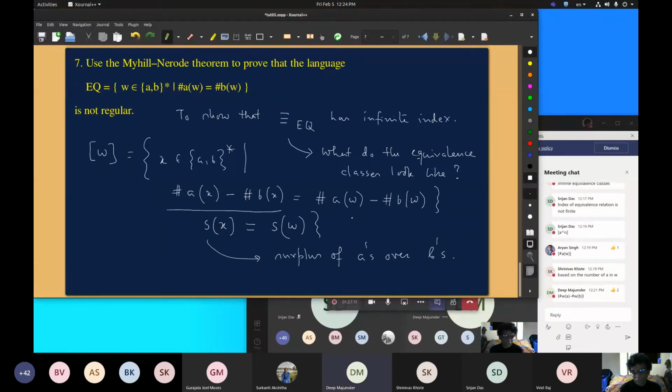Sir, are you asking to prove that this is an MN prime relation? No. First of all, how do you define this equivalence relation? Recall that.